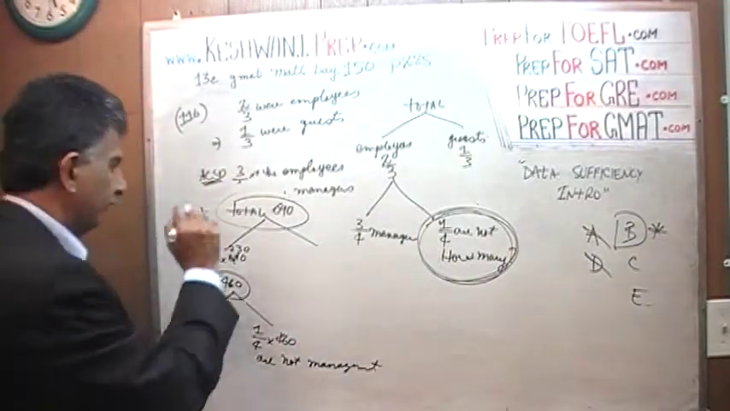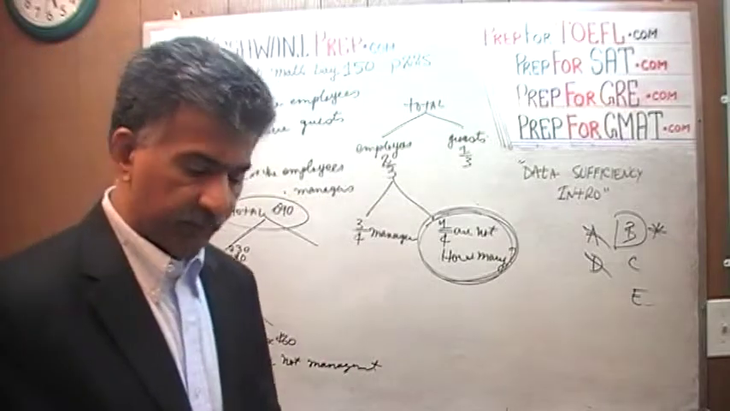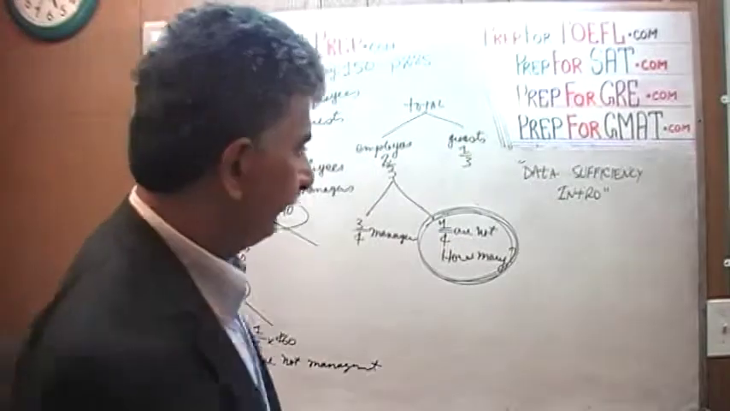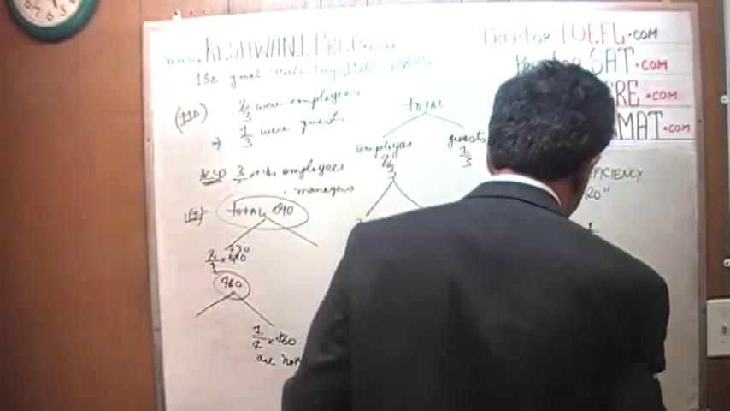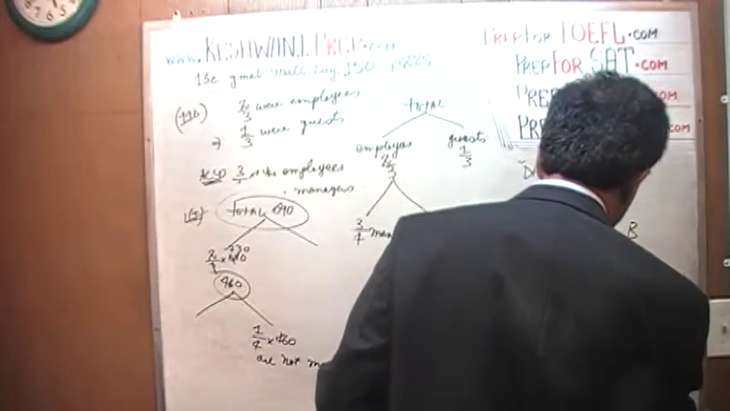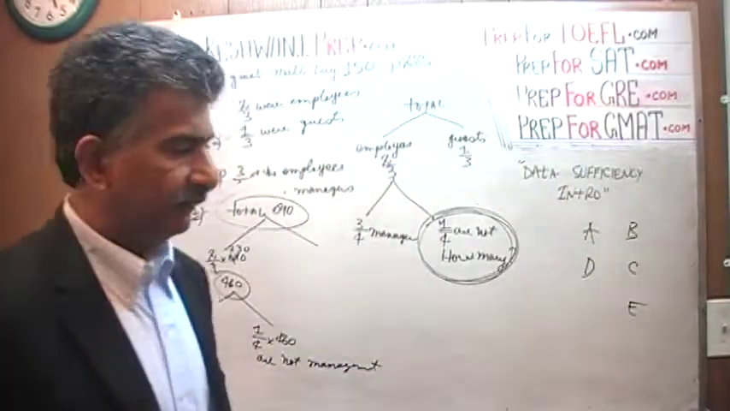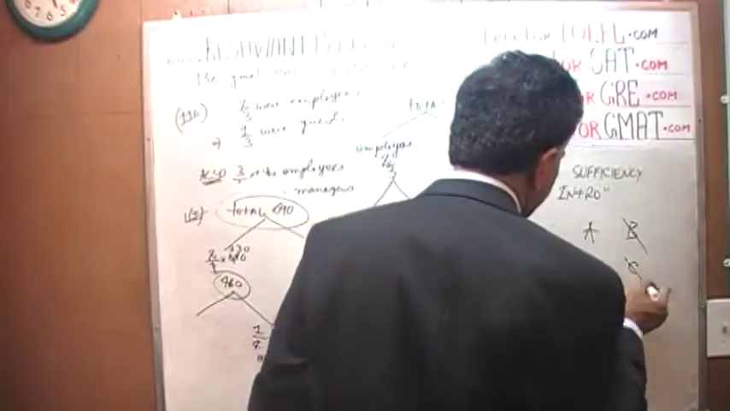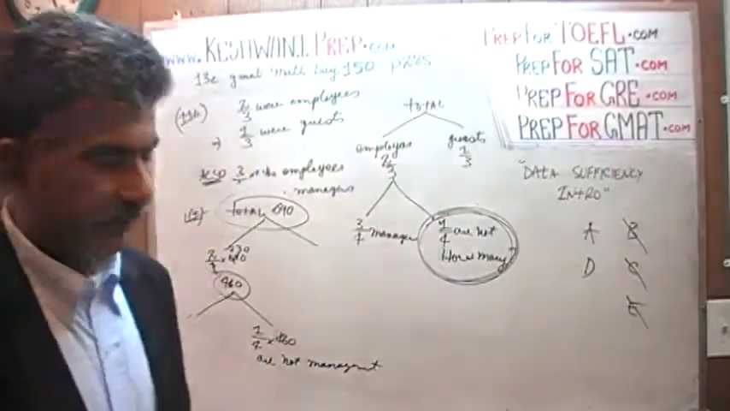So the first statement by itself is enough. Because the first statement by itself is enough, using A, D, B, C, E, the answer cannot be B, C, or E. It would have to be either A or D.